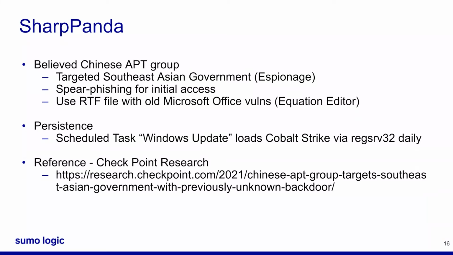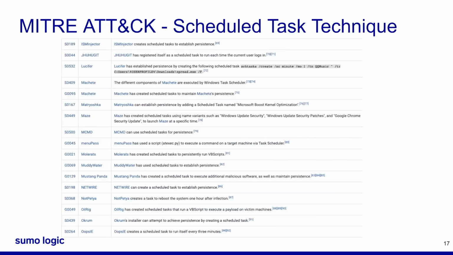The best way would be to actually audit scheduled tasks and ensure that you're looking at these. This Checkpoint article is awesome. It gives you a ton of information about the group, but they're not the only group that does this. There are so many that do this. So again, I mentioned the MITRE ATT&CK. This is just a snippet. I think it would have been like 10 slides had I taken the entire snapshot of everything that utilizes scheduled tasks as a persistence mechanism. And keep in mind too, the other reason that they do this is it survives reboot. So if you reboot the computer, that scheduled task will run and they will maintain their persistence.